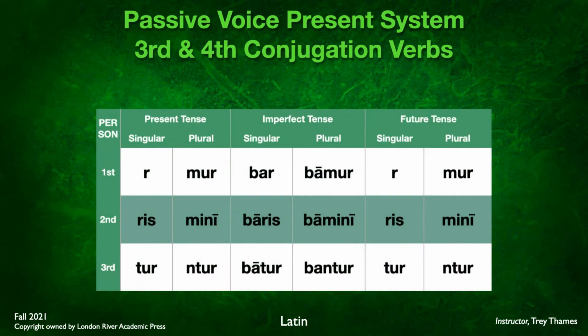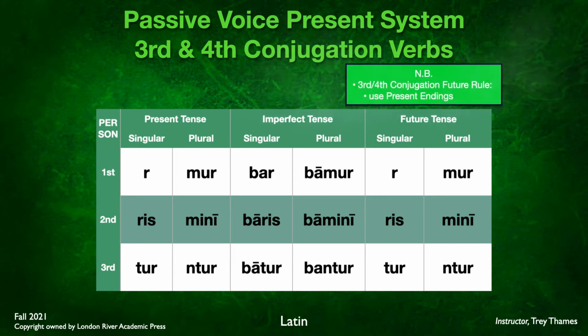All right, so here are the endings again. -r, -ris, -tur, -mur, -mini, -ntur for the present tense. That's going to be exactly the same. That's not going to change. For imperfect, again, not going to change. -bar, -baris, -batur, -bamur, -bamini, -bantur. Now, here is where third and fourth and third IO are different. We're not going to use the -bor, -beris, -bitur, -bimur, -bimini, -buntur endings that first and second conjugation use.